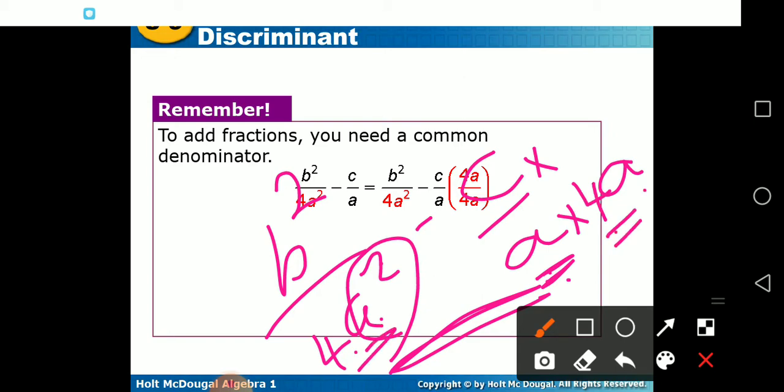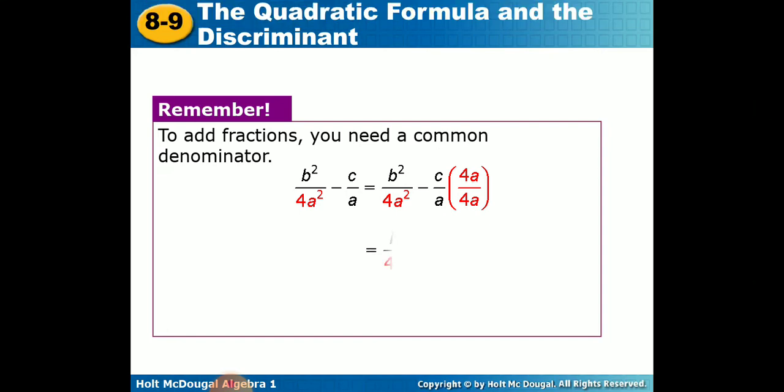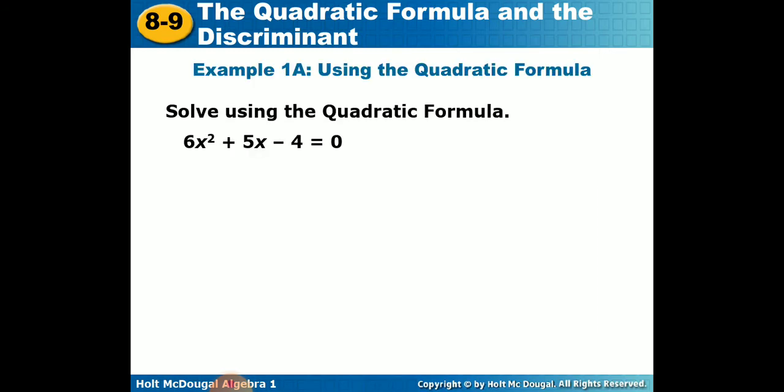So I will multiply the denominator and the numerator by the same thing. So I will have 4ac up here. Okay, guys. So b squared minus 4ac over 4a squared. That gives me b squared minus 4ac all over 4a squared.